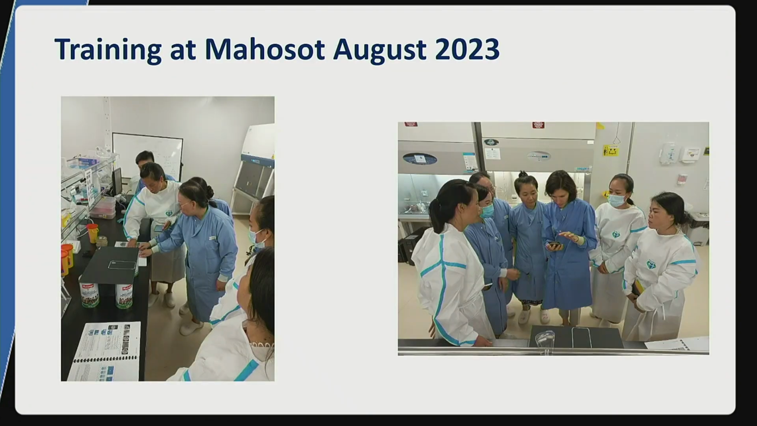For the clinical study, there was training held in August with the MSF team, and the lab staff from the 3 sites all came to Mahasot. This included how to use Antibiogo, the study procedure, as well as some general AST training. Next slide, please.